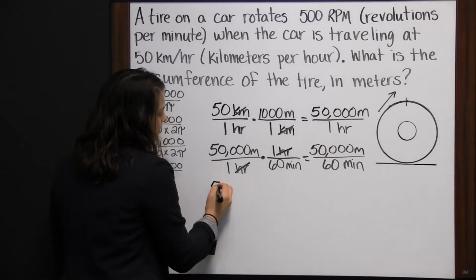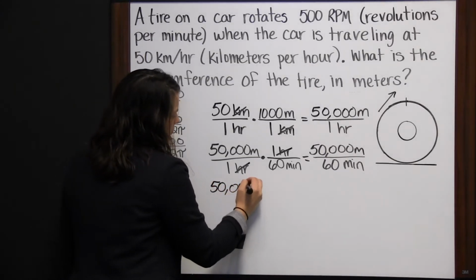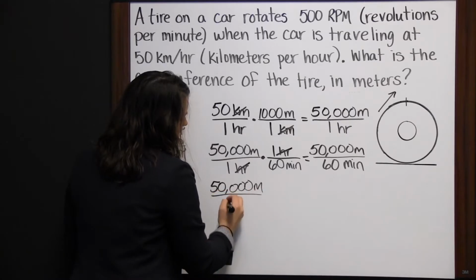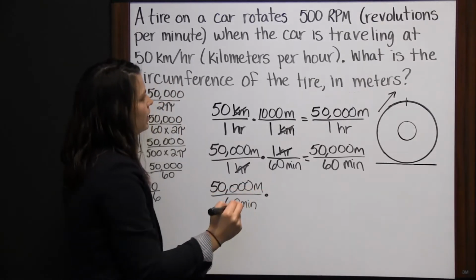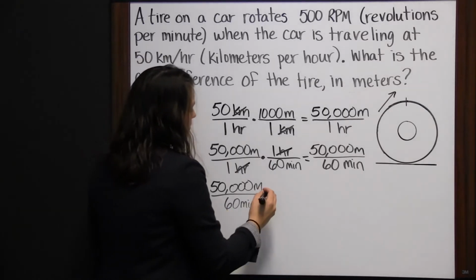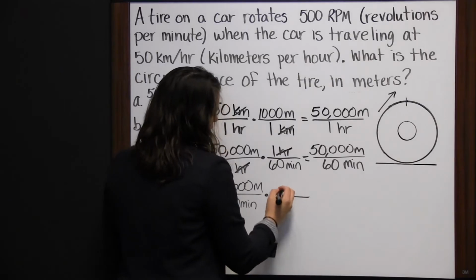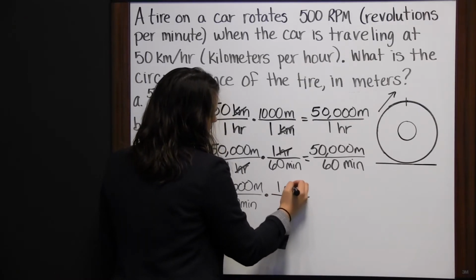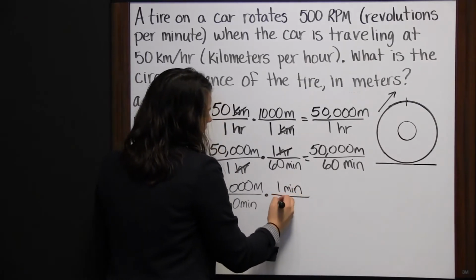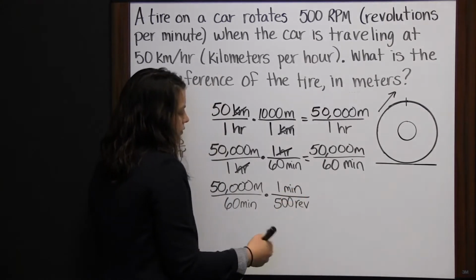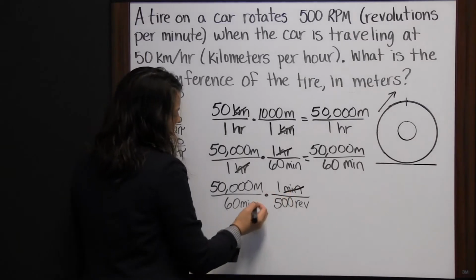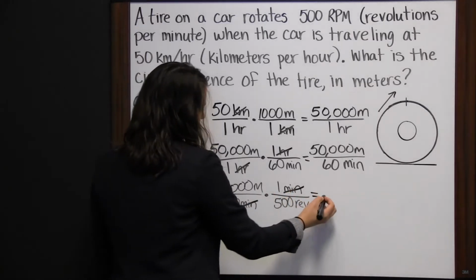So I'm going to take this 50,000 meters per 60 minutes and multiply it times my 500 revolutions per minute. So every 1 minute, the car goes 500 revolutions. So that again, my minutes, these units, minutes cross cancel.